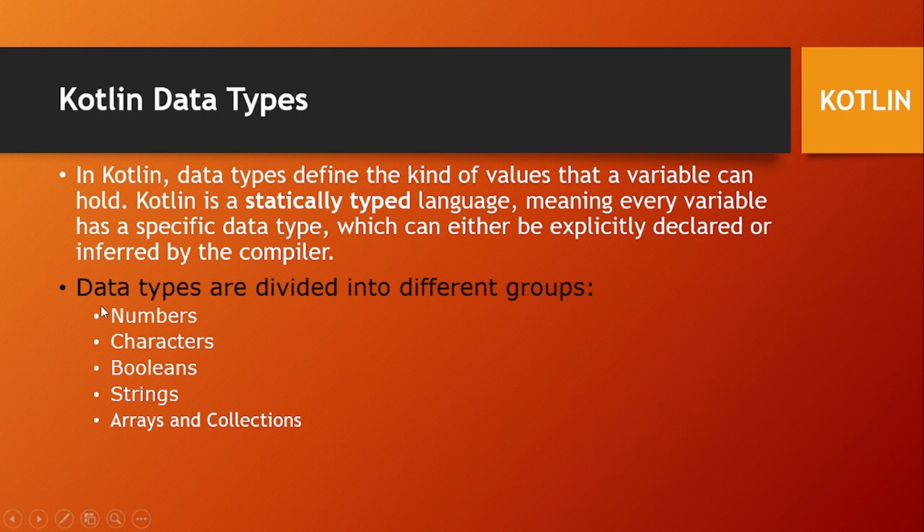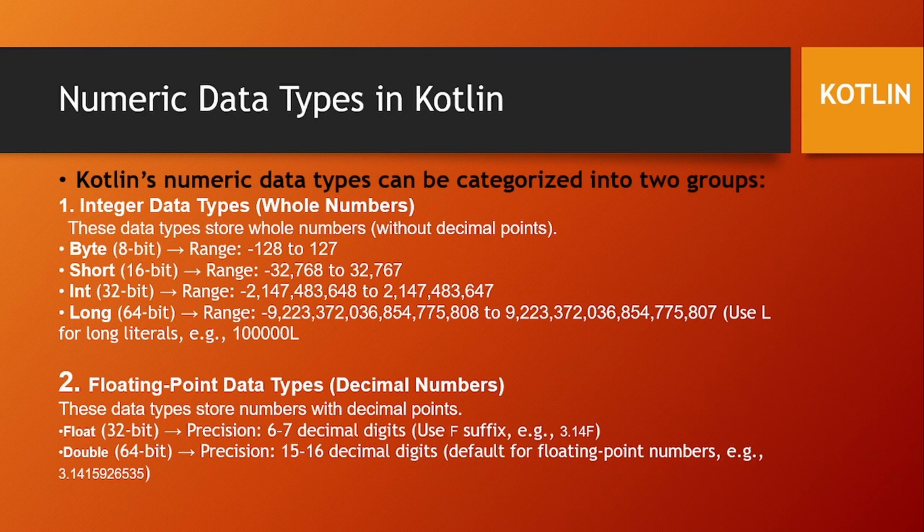In Kotlin, we have different groups of data types: numbers, characters, booleans, strings, arrays, and collections. Let's see what these groups are and study each of them. The first group is numeric data types. Numeric data types are divided into two: integer data types and floating point data types.